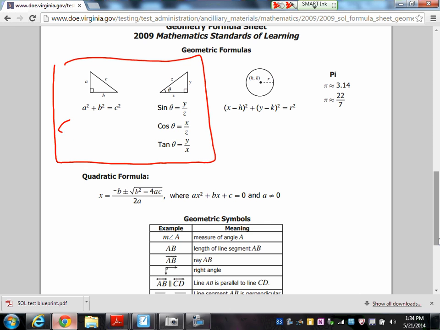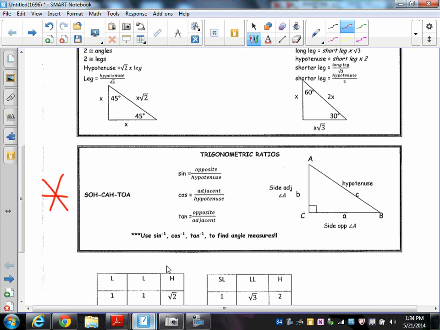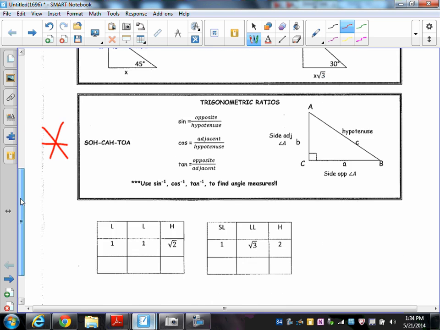What you should write here is SOHCAHTOA like this. You should write it like this because it's going to help you use the formulas. It's going to help you know opposite, adjacent, and hypotenuse. So whenever I go back here, we're going to use some of these formulas.